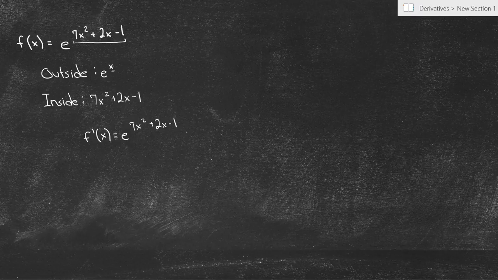But then be careful, we still have to multiply by the derivative of the inside function, which is 7x squared plus 2x minus 1. So it's going to be multiplied by 14x plus 2, because that's the derivative of that function. So that's what we would end up with, and that would be our derivative.